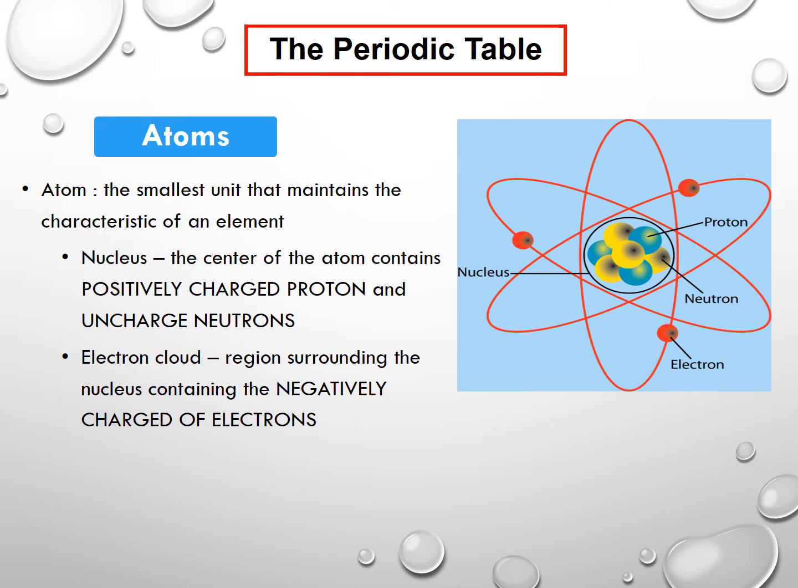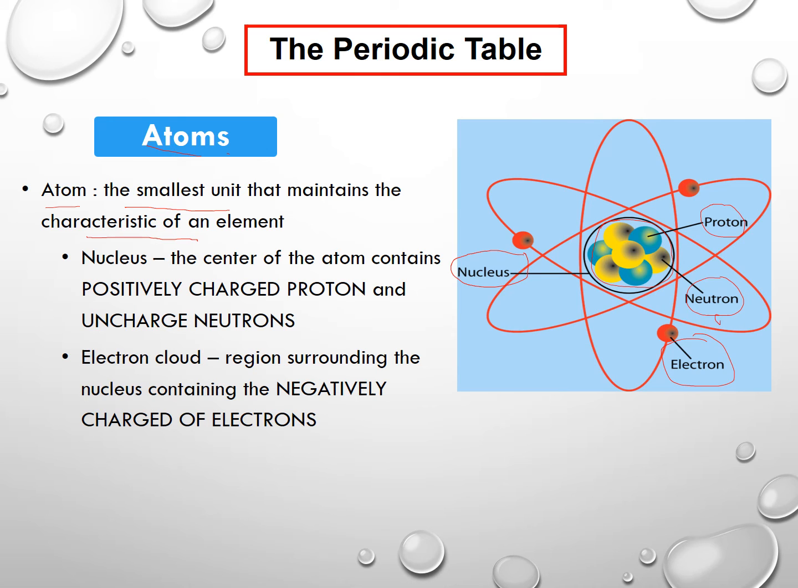Okay, atoms. So each element must have atoms. So what is atom? Atom is the smallest unit that maintains the characteristic of an element. So dalam atom kita akan ada nukleus dan juga elektron. So dalam nukleus, yang dia adalah yang paling dalam. So dalam nukleus ni kita akan ada proton and neutron. So proton is a positive charge and neutron is uncharged.